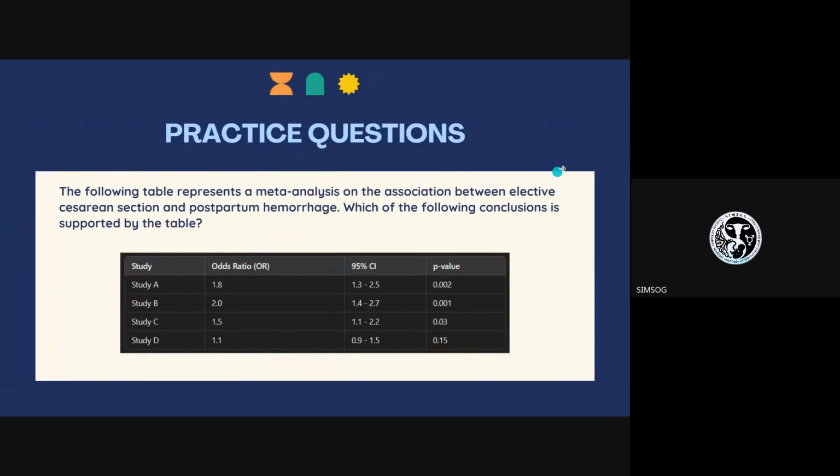Now I'll take this as the last question for the day. The following table represents a meta-analysis: C-section and postpartum hemorrhage. Which of the following conclusions is supported by the table? We'll go one by one. Tell me right or wrong.